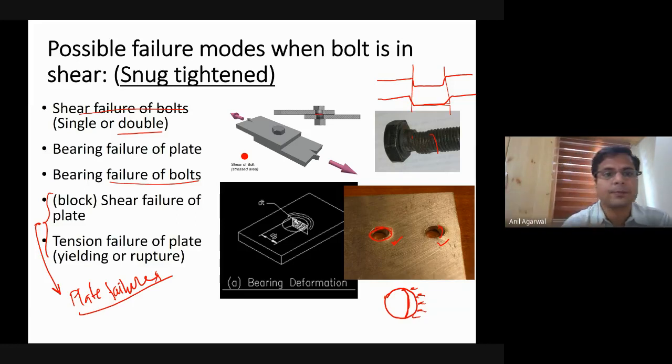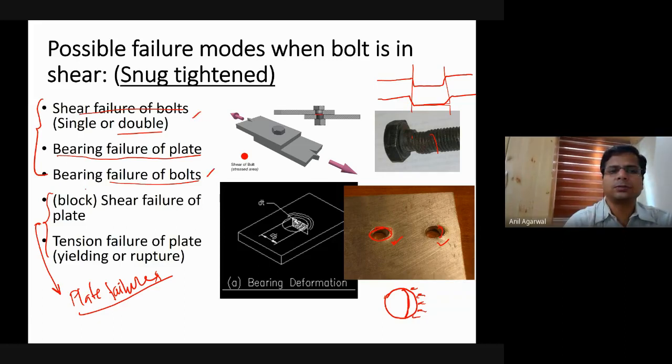Yes, sir. So even bearing failure of the plate, in a sense, is failure of the plate, but you have not studied that so far. That's why I'll be talking about it. Plus, it happens right at the interface of the bolt and the plate, so that's why it is important. It's part of this chapter. These three correspond to the types of bolt connection failure. Out of these three, two are directly in the bolt: bearing failure of the bolt and shearing failure of the bolt. Bearing failure of the plate is in the plate.